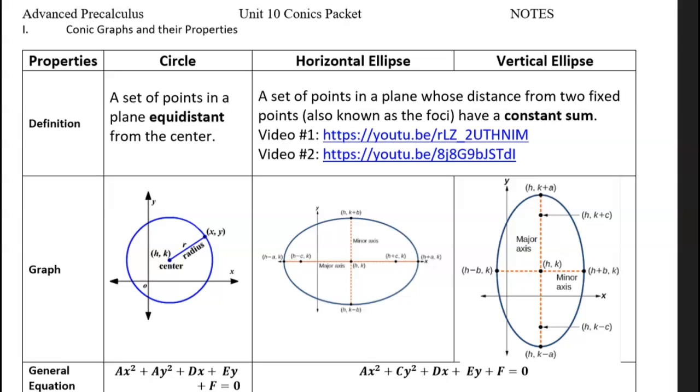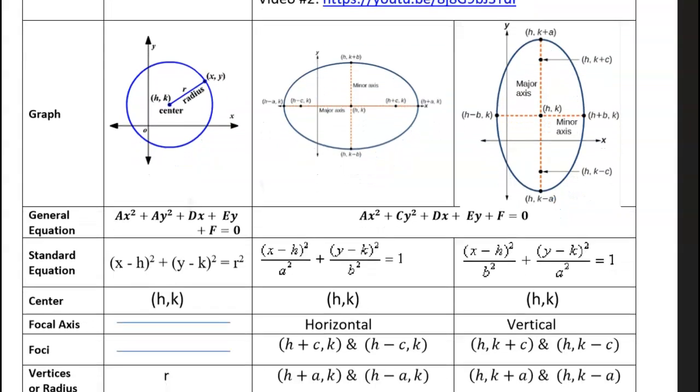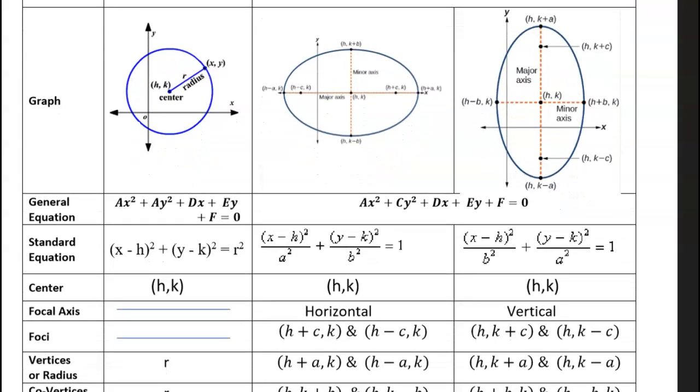All right, so like I was saying, today is dedicated to the ellipse. Last class, you guys learned about circles, and we mainly work with the standard equation of a circle, which is right here: (x - h)^2 + (y - k)^2 = r^2.